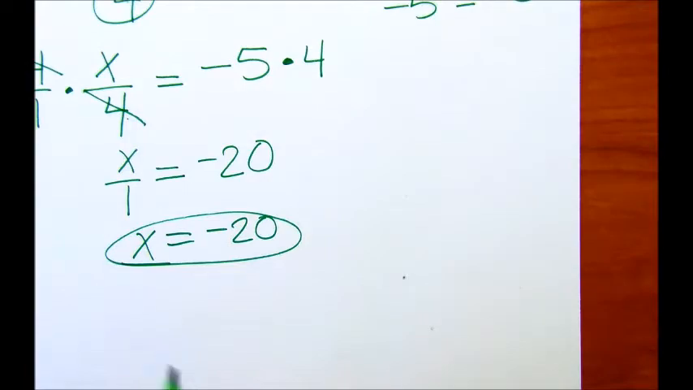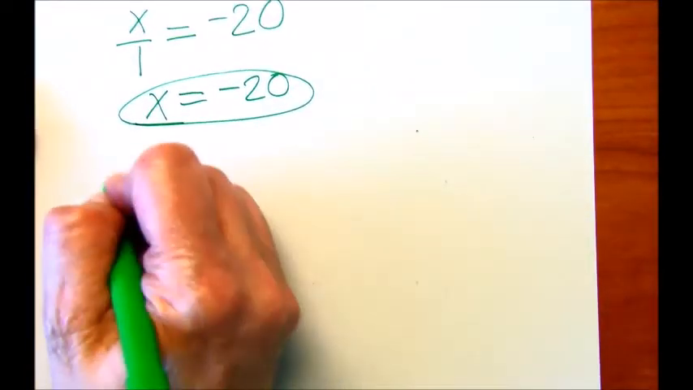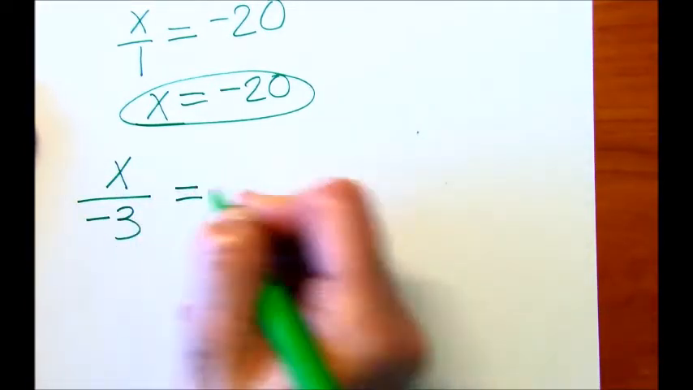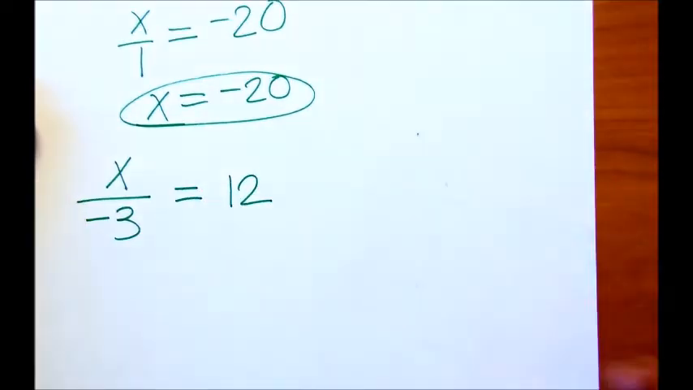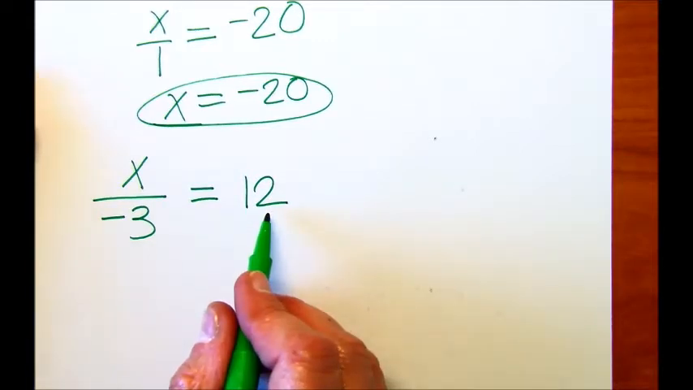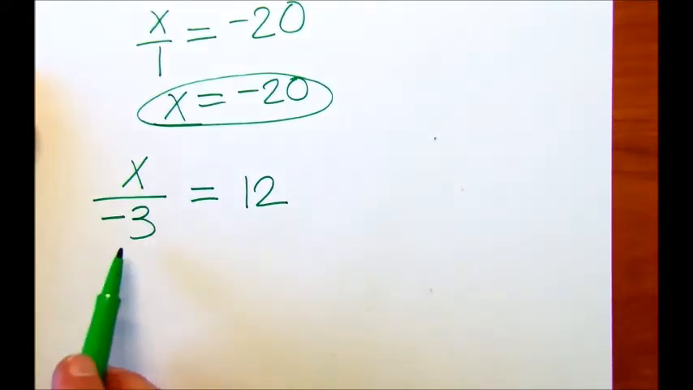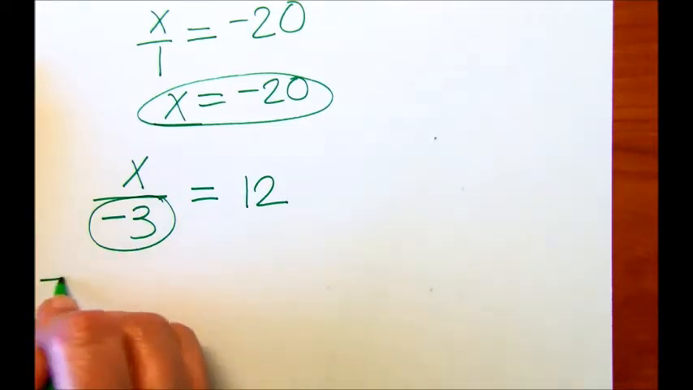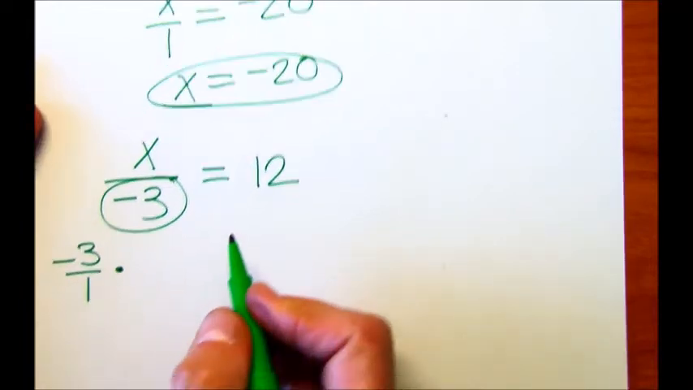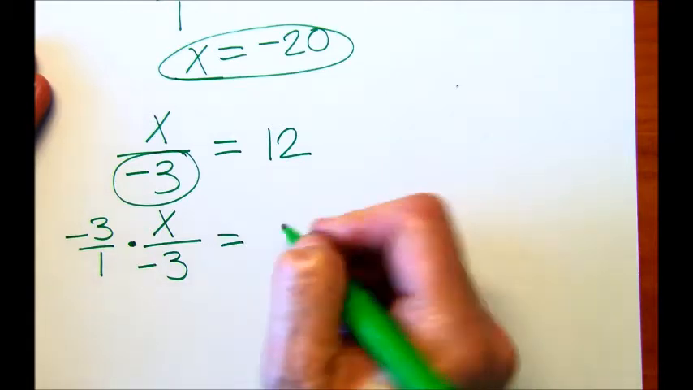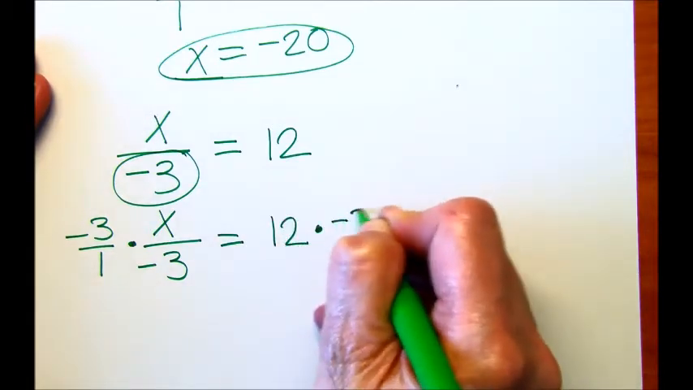Let's do one more. Let's say we have x divided by negative 3 equals 12. So a number divided by negative 3 is going to give me 12. Again, we're going to do the inverse. So the inverse of division is multiplication, and we want to multiply whatever is in the denominator. So negative 3 over 1 times x divided by negative 3 equals 12 times negative 3.